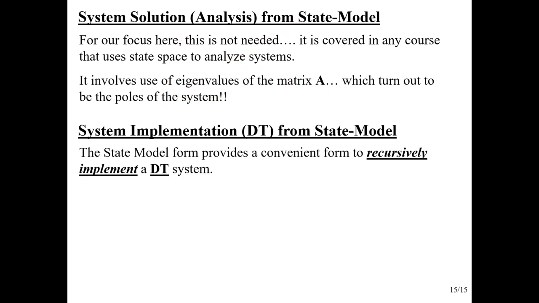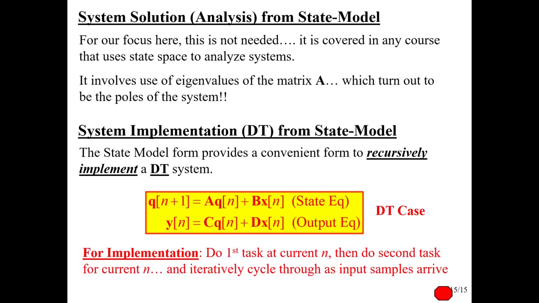What we're going to do is start with a continuous time state model for a filter, and then we will convert it into an equivalent discrete time state model, and then we'll use that to implement that filter. And it'll be really nice. So it's just a convenient form to recursively implement the discrete time system. A little differently than recursively solving the difference equation, which would be equivalent, but this is just a nicer, easier way to do it. So remember, this was our discrete time state equation and output equation.